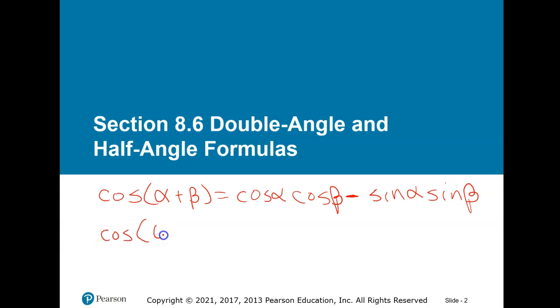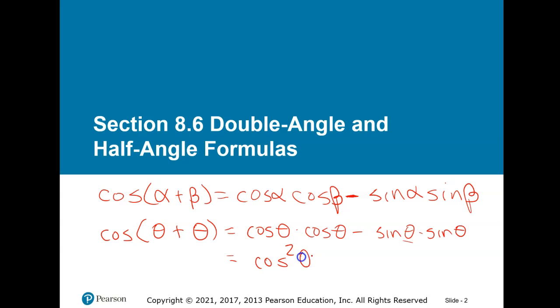What if it's cosine of theta plus theta? The same exact angle both times. Well, this becomes cosine theta times cosine theta, and this is a minus, and this is a sine alpha times sine alpha. It's the same angle both times. I'm sorry, sine theta, sine theta. This is cosine squared theta minus sine squared theta. And that's where these formulas you're going to see come from. And since this is theta and theta, we just say that that's the cosine of 2 theta. And that's what we mean by a double angle. It's the same angle both times.